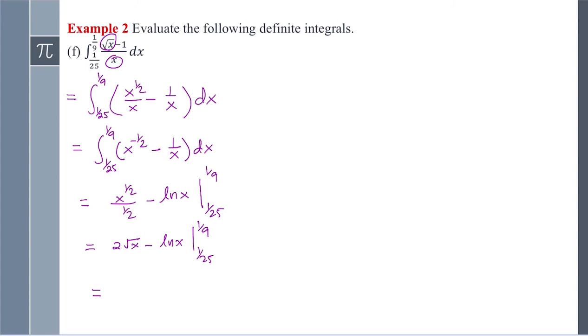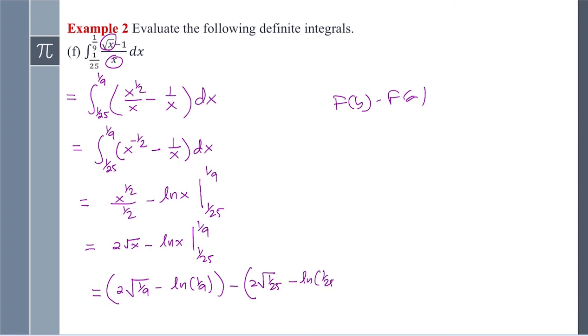Okay, so now we are going to find f of b minus f of a. So that means I'll plug in 1/9 first. So 2 times the square root of 1/9 minus natural log of 1/9, that is f of b, minus f of a, which is 2 square root of 1/25 minus natural log of 1/25. That's what we have. Now let me write this up here.